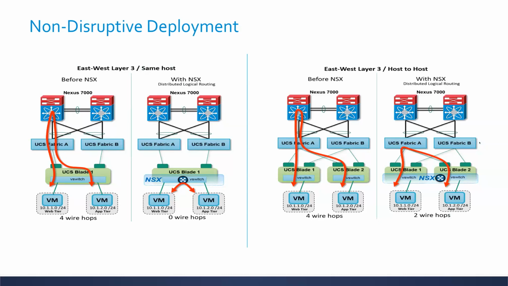In example 1, all the way on the left, we go all the way to the 7K and come back down. But in the second example, we're doing routing locally on the blade. 2 different subnets, 0 hops. We saved utilization as well. To the right, host to host. Same thing. We have the tromboning effect, adding extra utilization, even to a 10 gig link from the Fabric Interconnect A to the 7K. We can have a 10 gig link. It's still taking up traffic, folks.